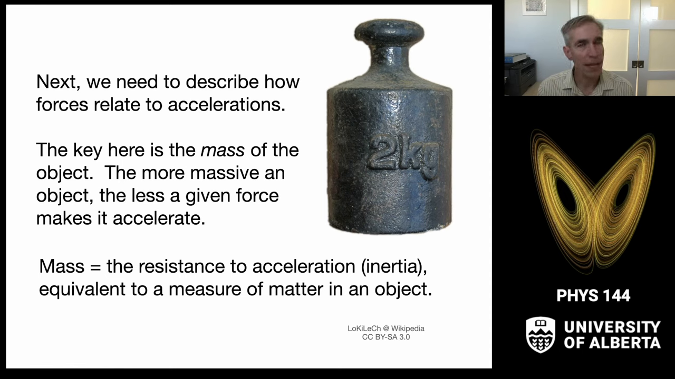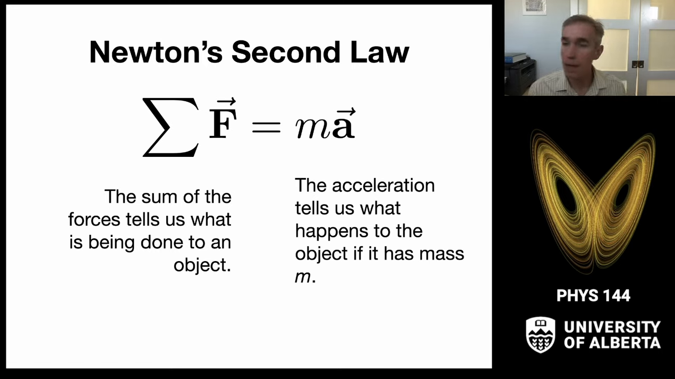And it's not obvious that this is true, but empirically, the laws of the universe are that this is equivalent to a measure of how much matter is in an object. Literally, the count of subatomic particles inside an object is how you figure out what its mass is. More on mass in a little bit, but we have this idea of mass, and it's basically the amount of stuff in an object. And that allows us to write down Newton's second law, which tells us that the sum of forces on an object is the mass times the acceleration.